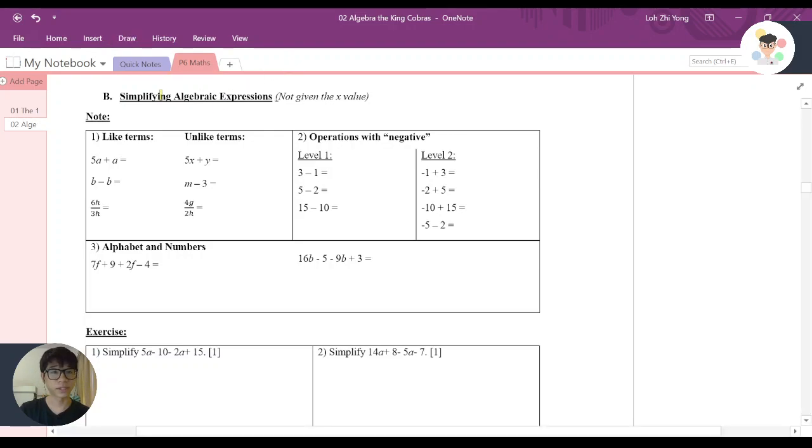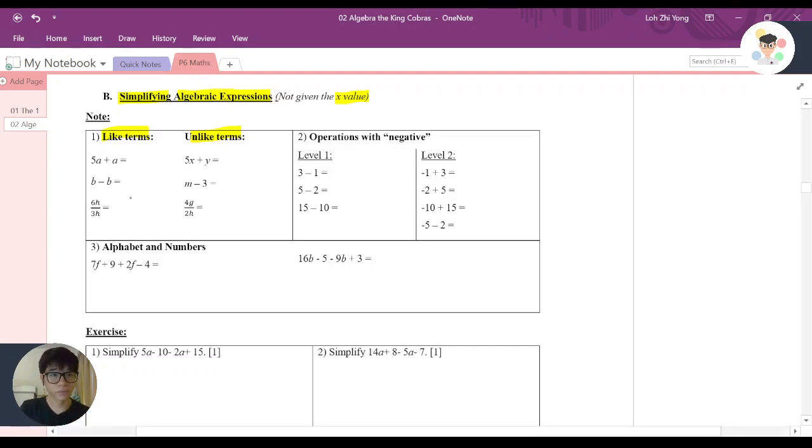Basically, what we discuss today is about simplifying algebraic expressions. Simplifying algebraic expressions basically means that you are not given the x value, but you need to combine the rest of the things together. To learn how to simplify, the first thing you need to recognize is about the terms, that is like terms and unlike terms. Like terms basically means two terms that you can combine together. Unlike terms means that you can't combine them together.